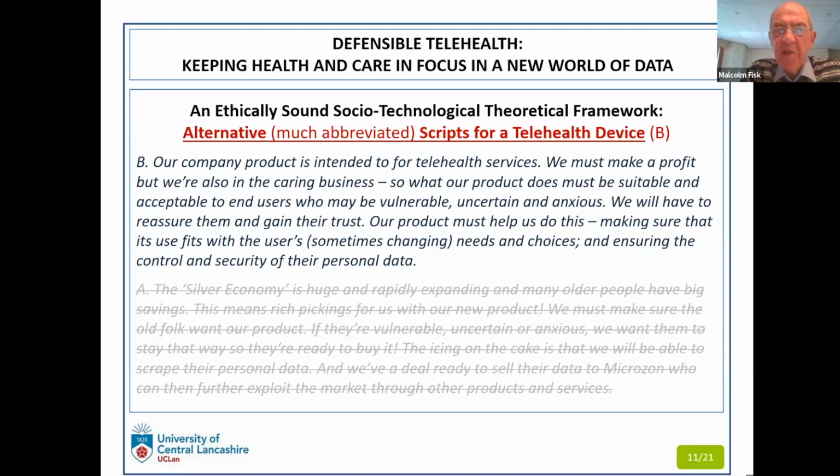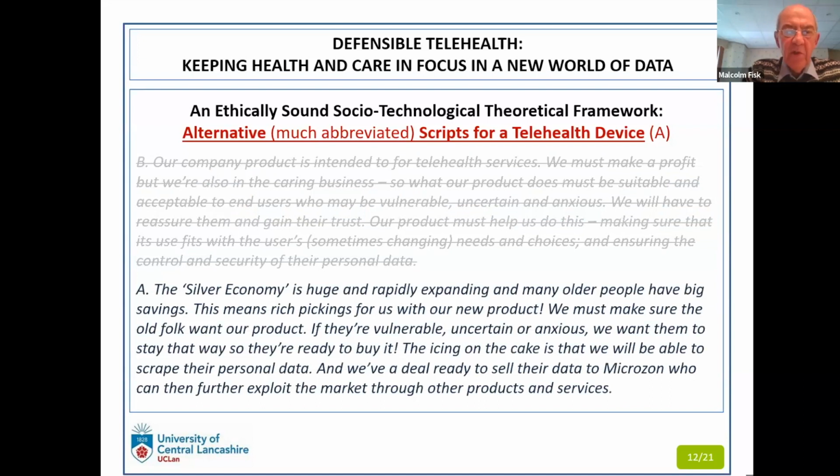So what our product does must be suitable and acceptable to end users who may be vulnerable, uncertain, and anxious. We will have to reassure them and gain their trust. Our product must help us do this, making sure that its use fits with the user's sometimes changing needs and choices, and ensuring the control and security of their personal data. Now, that's the sort of message that probably most of us on this call would want to hear from people who are supplying or offering different kinds of technologies, and we might be sharing information about those technologies with the users of our services. But there is an alternative scenario here, and here's another company approach.